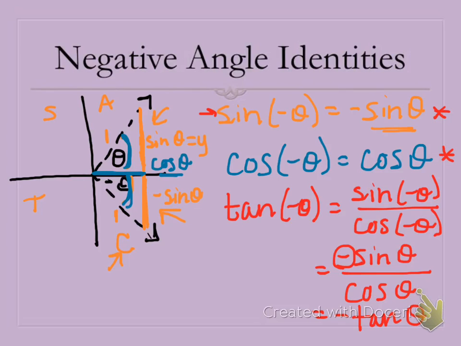So with sine and tangent, if I have a negative theta, I would make a negative out in front with the positive theta. With cosine, however, if I take cosine of a negative theta, that's actually just the same as taking cosine of theta. And again, that can be really handy when we're simplifying problems.